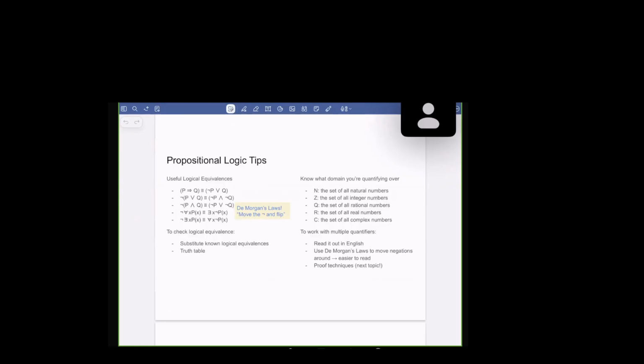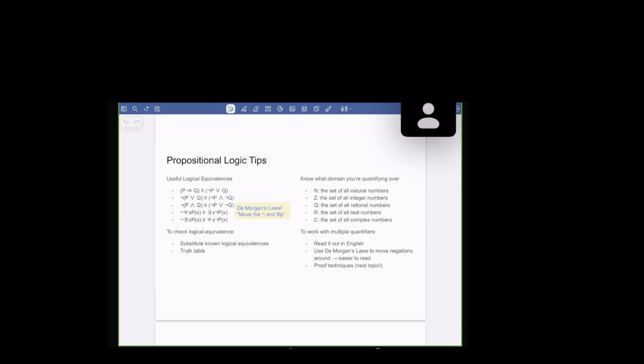Okay, perfect. And here are some propositional logic tips. Here are some useful equivalences that I recommend you write down on your cheat sheet just to get it really fast on the midterm. Some pretty straightforward conversions. Here we use De Morgan's law, where you move the negation inside and flip the quantifier. To check logical equivalence, you just substitute known logical equivalences, or you could write out a table.